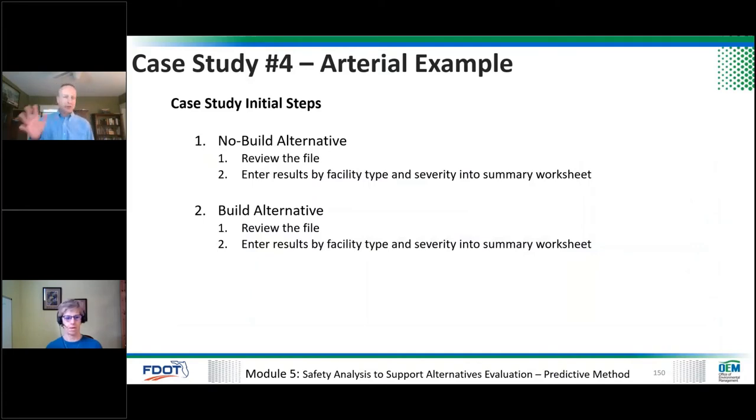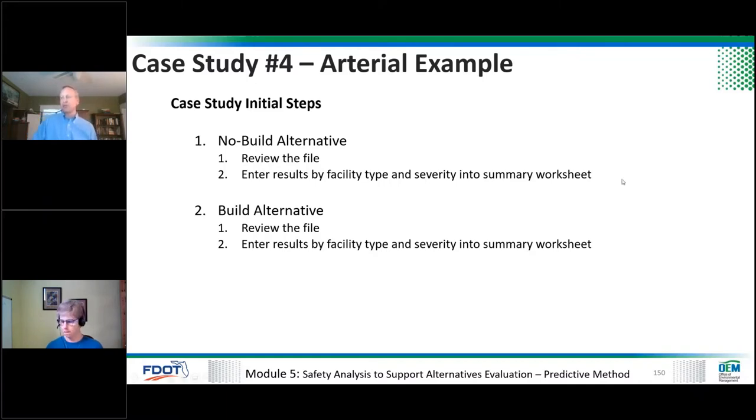We're going to open the files in just a minute and review the no build file. Then we're going to transfer some summary results into a summary worksheet that you were provided with. And for the build, we're going to do the same thing: look at the file, transfer a few key pieces of information into the summary worksheet. I'm going to pull them up on my screen. I encourage you to work along with me to understand the sheet and what we're doing, because there's going to be a next step to this, so it'd be good if you do it on your own while I do it on the screen.